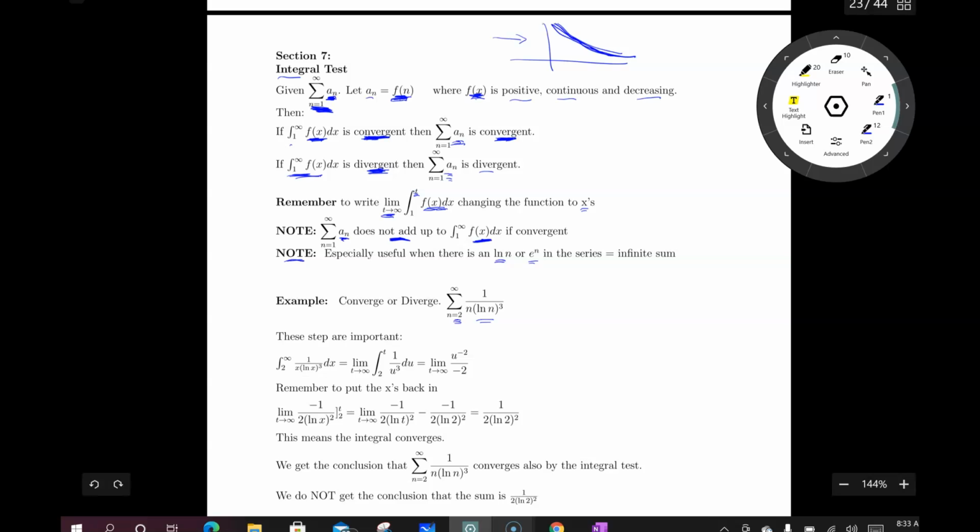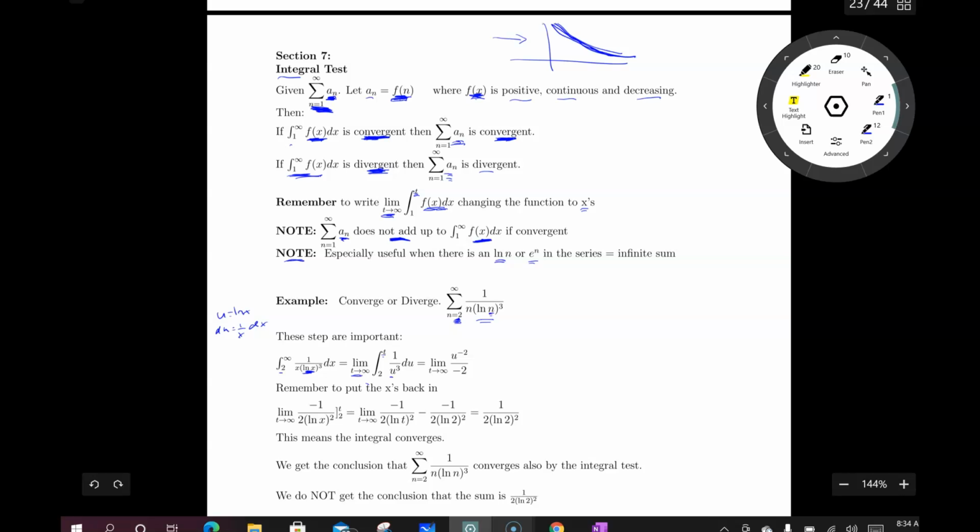Notice it starts at 2. This is just to make sure that the function's defined, nothing more than that, because if I put in 1, I get ln of 1, which is 0, in the denominator. So first step is to rewrite it as a limit, putting t where the infinity is. Then I did the u substitution, so I kind of did 2 steps at once. I let u equal ln of x, du is 1 over x dx. So this is u cubed in the denominator.